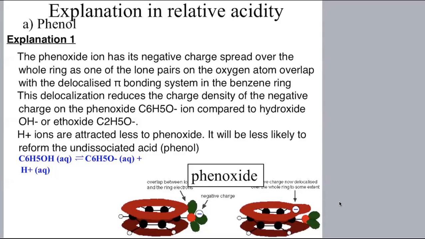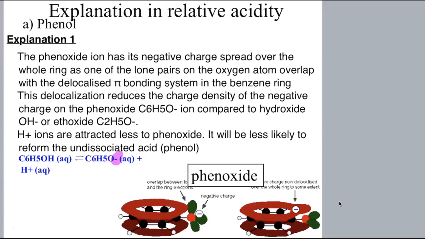Now the first explanation involves, well, both of them will involve the phenoxide ion. So let's read the explanation first, and I will explain as we read along. The phenoxide ion has its negative charge spread over the whole ring. Usually we say that the negative charge belongs to the oxygen, because that's where the OH bond breaks. The oxygen gets the electron, and the hydrogen leaves as a hydrogen ion, H plus.